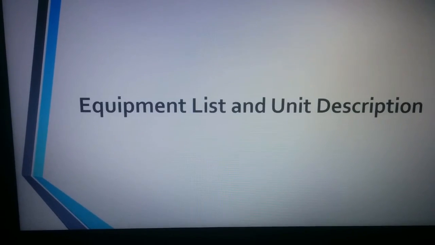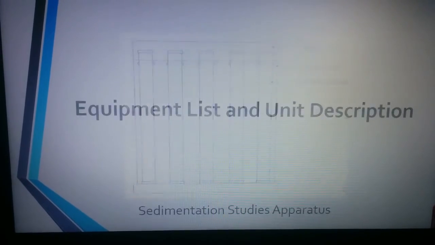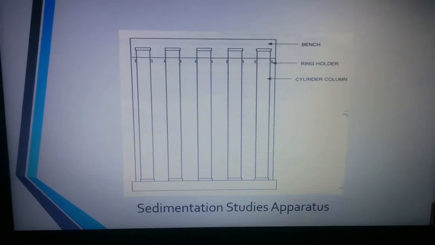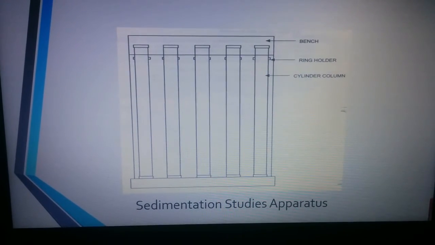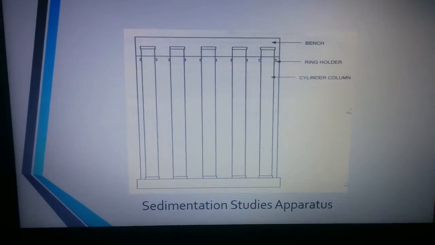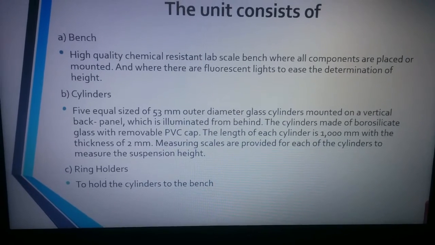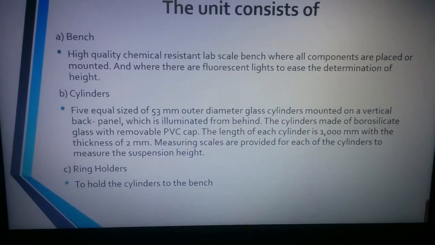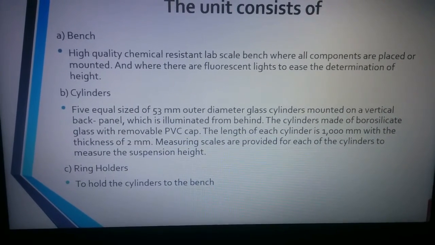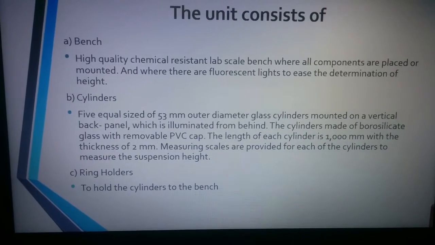So let's move on to the next part, which is equipment list and unit description. This is basically our apparatus, the sedimentation studies apparatus, which consists of three main parts: the bench, the ring holder, and the cylinder itself. The bench is basically a high quality lab material, which is also chemical resistant. This is where all the components are placed and mounted.